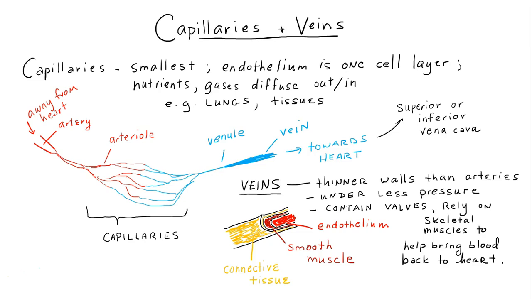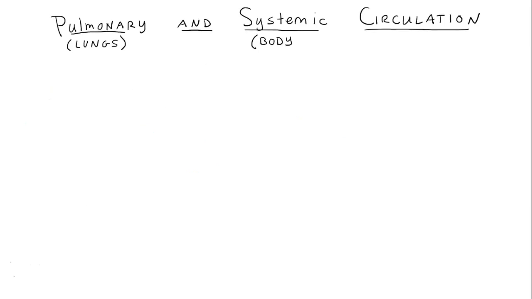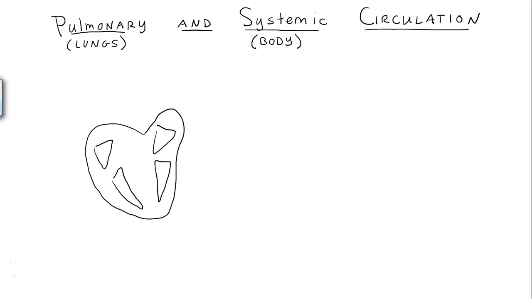Okay, so blood is going to go from the heart to the lungs and is going to go from the heart to the rest of the body. So we call this pulmonary and systemic circulation. Pulmonary means lungs, and systemic is referring to the body. So let's look at the pulmonary and systemic circulation on this slide.